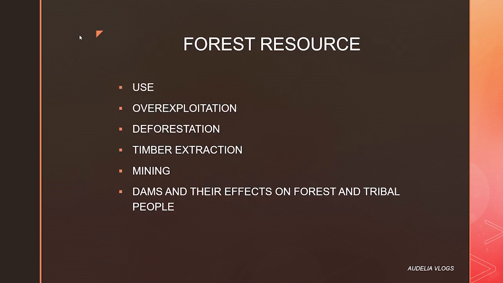Now, the first type of natural resource is forest resource. We can study its use, overexploitation, deforestation, timber extraction, mining, and dams and their effects on forest and tribal people. But here in this video, I have covered only till timber extraction. In the next video, I will show you mining, dams and their effects on forest and tribal people, and the next type of natural resource. Okay.